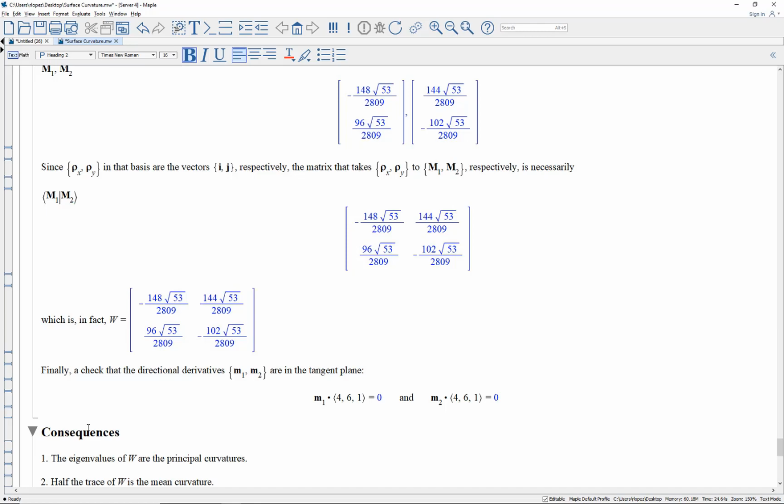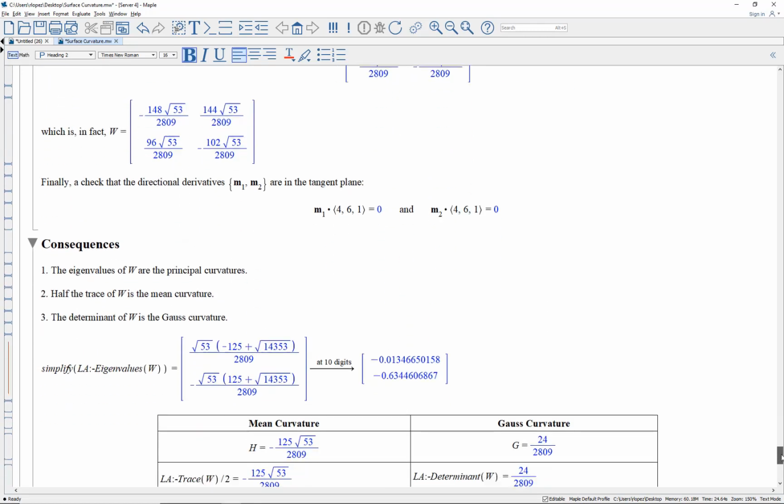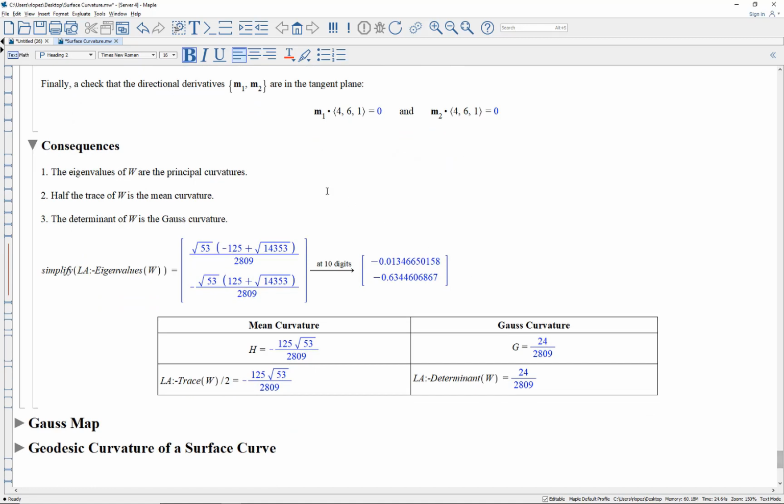Okay, what are the consequences of getting at this shape operator? It's a 2 by 2 matrix. Its eigenvalues are the principal curvatures. Just think about that for a second. If you think of the Rayleigh quotient, which is a bilinear form, by extremization, max and min, of that bilinear form, you can extract eigenvalues. So it makes sense that the principal curvatures would be the eigenvalues of W.